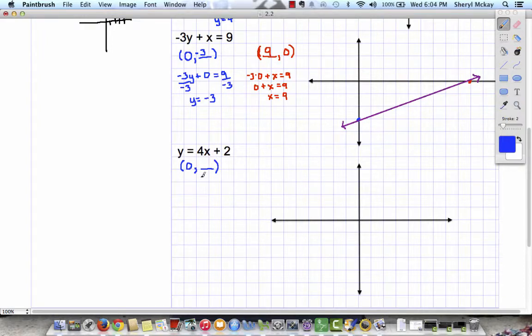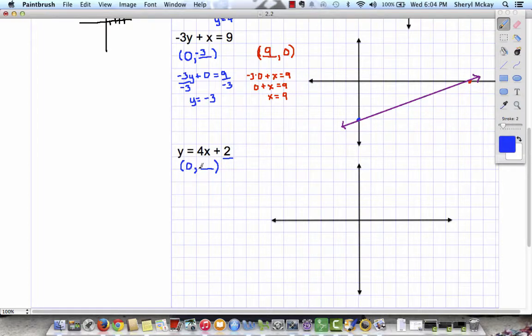So go ahead and figure out what the y-intercept is. Now, there's 2 ways that you could have figured that out. You could have said, well, Mrs. McKay, this is in y-intercept form, and I know that the 2 is b, because I have y equals mx plus b. The b is the y-intercept, so it must be 2. The y-intercept must be 2, and therefore it's 0, 2.